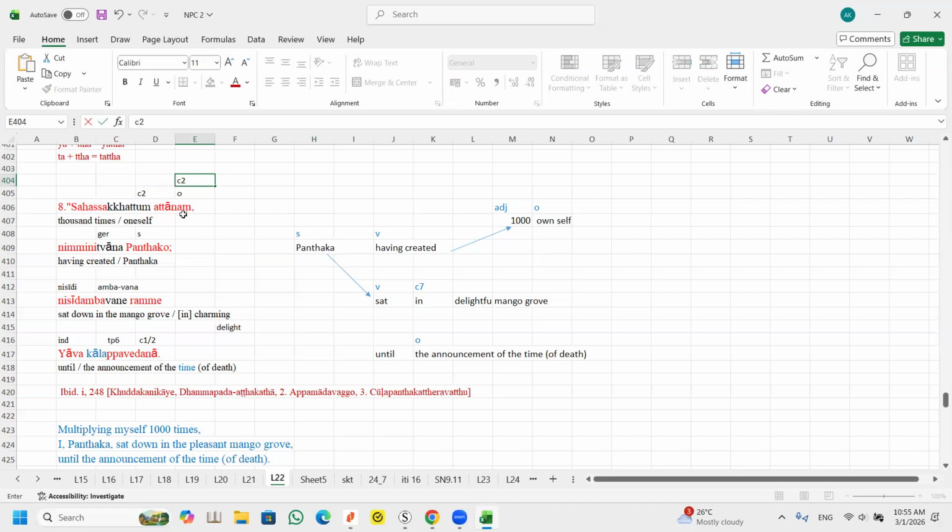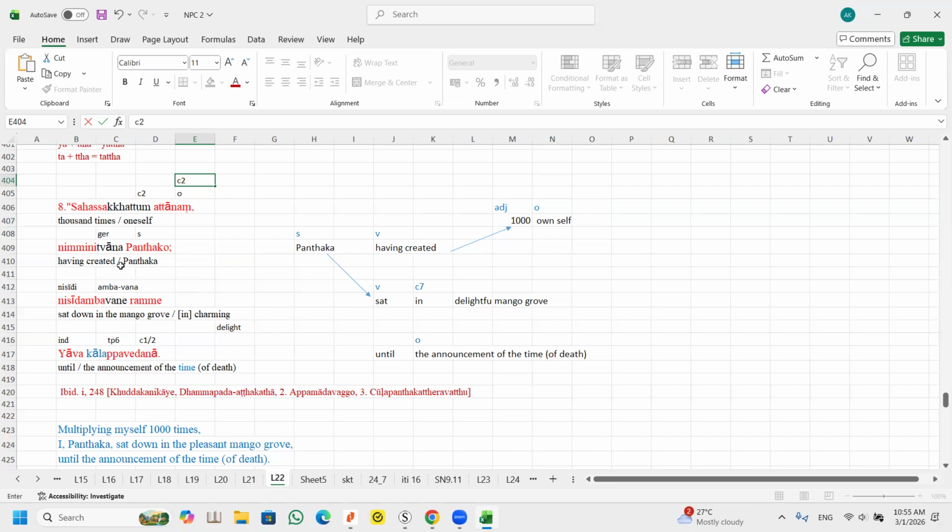M and M. Why does this M have no dot? Anybody want to answer this? Why does this M have no dot? Because of this A. You cannot put a dot if the next word starts with a vowel. So it's not a typo. If you think it's a typo, no. So it becomes, that means 1,000 own self. So you put here first 1,000 own self.